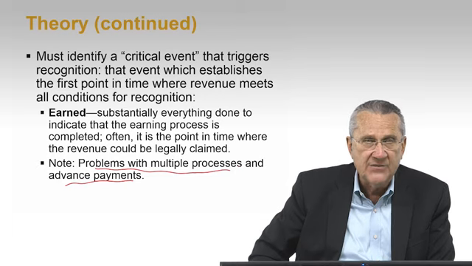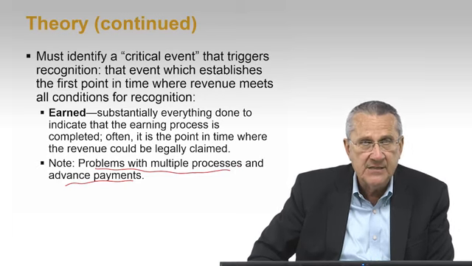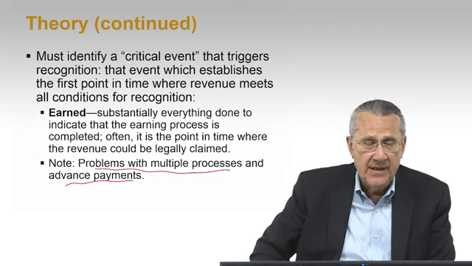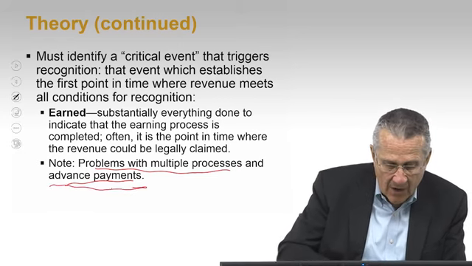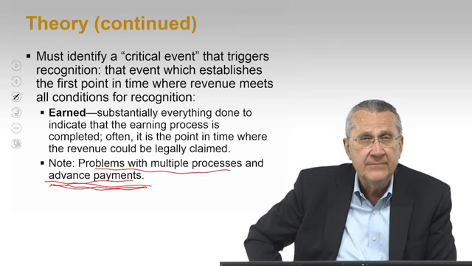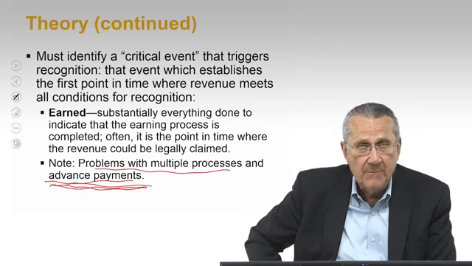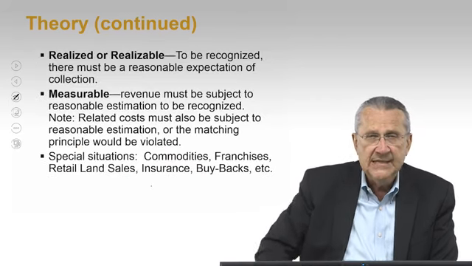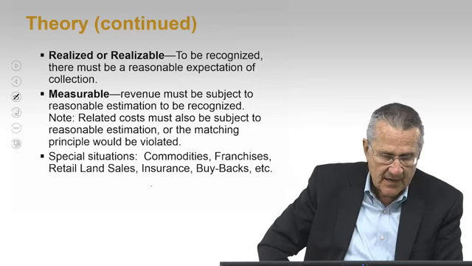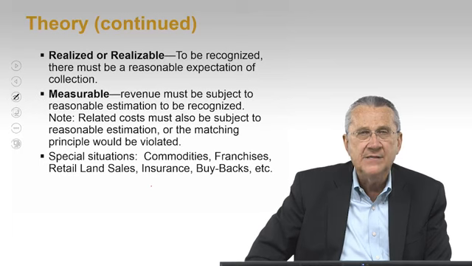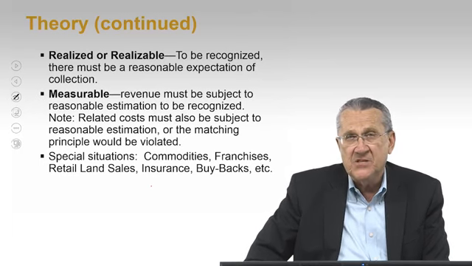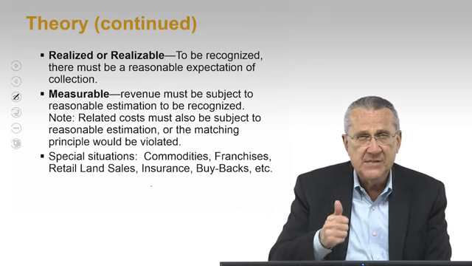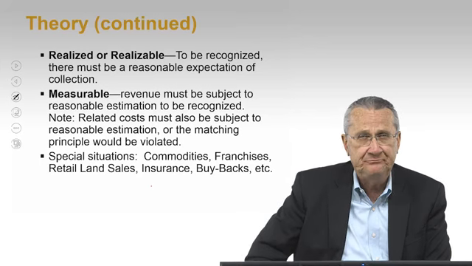They secure a transaction and start a process that ultimately, if things go well, ends up being earned. And so advanced payments are not revenue. They have to be performed upon before we may be said to have revenue. The second requirement is that revenue must be realized or realizable. To be recognized, there must be a reasonable expectation of collection. Got to have a reasonable expectation of collection.